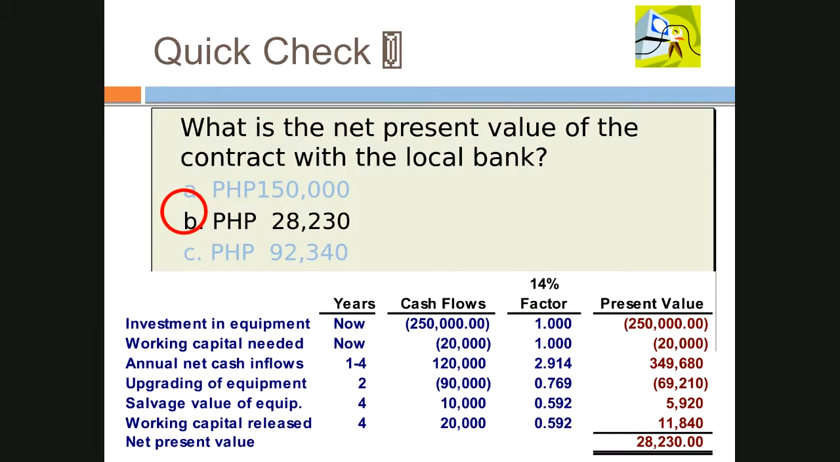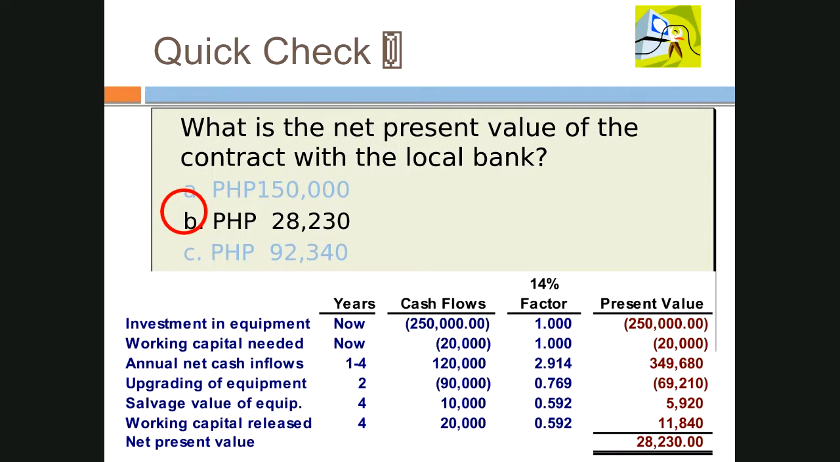So yun yung 120,000. So ito yung cash flow mo every year. Kaya year 1 to year 4, sabi niya, cash inflow yan. So syempre, 1 plus 14% raised to negative 4, 1 minus yung factor na yun, divided by 0.14. So lalabas yung 2.914. So ang present value niya is 349,680.